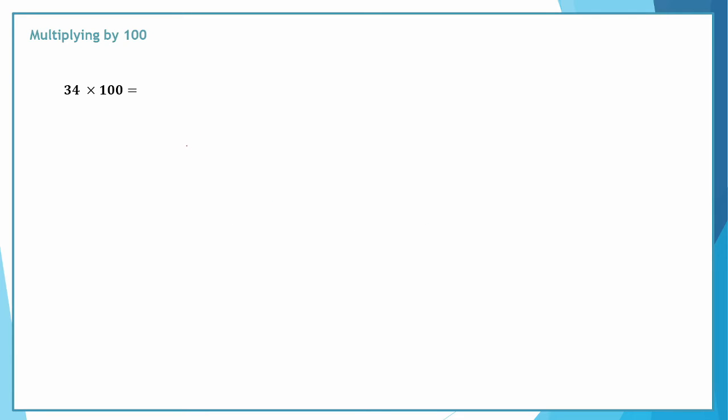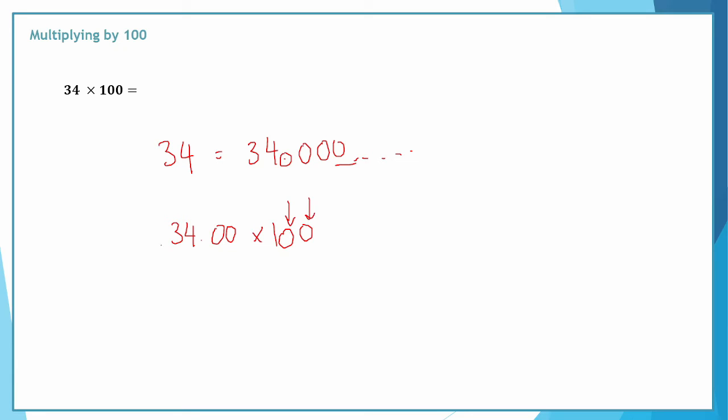So our next example is going to be 34 times 100. So this is very similar to the previous examples. So 34 is of course the same as 34.000 forever. So this decimal point is the one that we're going to move. So if we type in 34.00 times 100, we're going to count the number of zeros, so 1, 2, and we're going to move the decimal point 2 spaces to the right. So this is going to give us a final answer of 3,400.